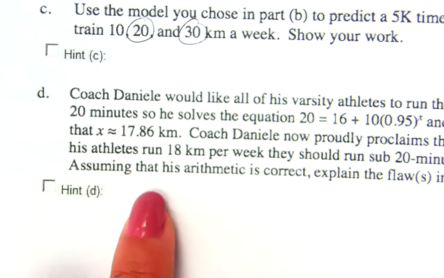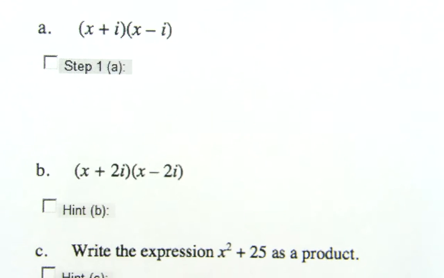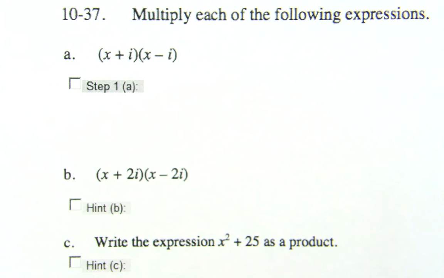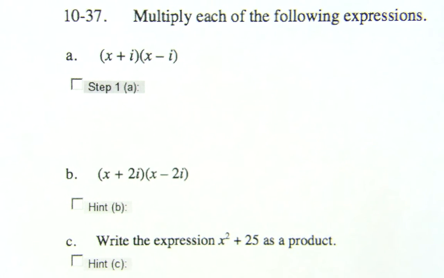All right, that was 36. There was really no math involved with Part D. Just give me your opinion. All right, 37. Multiply each of the following expressions. So I'm going to set you up for B. A is pretty much the same thing as B.